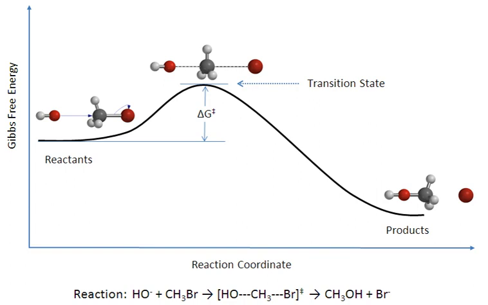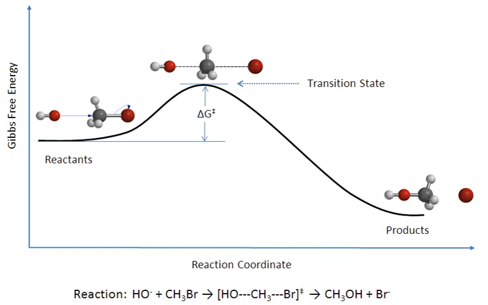Transition state theory (TST) explains the reaction rates of elementary chemical reactions. The theory assumes a special type of chemical equilibrium, quasi-equilibrium, between reactants and activated transition state complexes. TST is used primarily to understand qualitatively how chemical reactions take place.